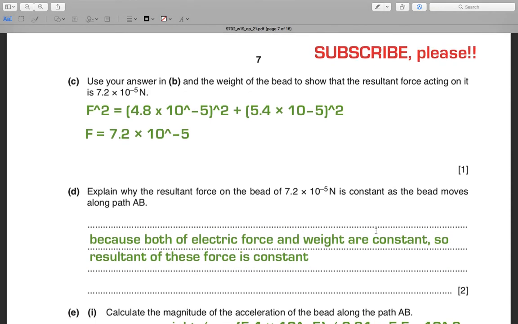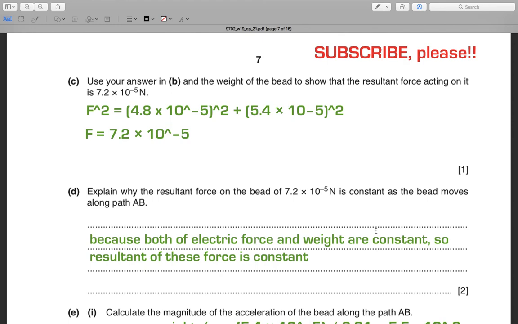On question C, use your answer in B and the weight of the bead to show that the resultant force acting on it is 7.2 times 10 power minus 5 newton. Actually this is about the resultant of two forces, the weight and the electric force, at right angles. Weight is vertically downward and electric force is along the horizontal line. So we can say this is about Pythagoras.